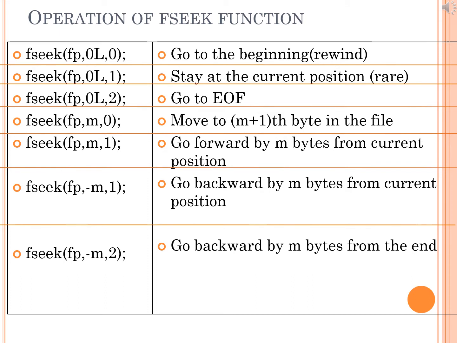You will not ever give a positive m for 2. You will not write fseek fp, m, comma 2. Why? 2 means end of file. From end of file, you cannot move forward. So you have to give a negative value, to move backwards.